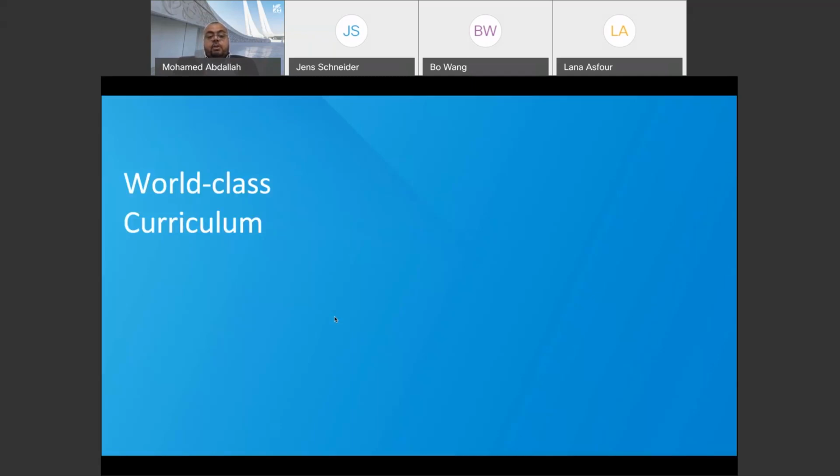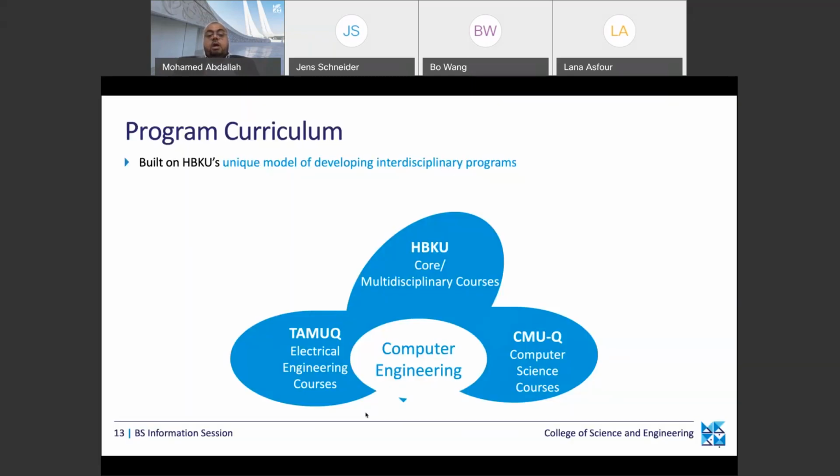So what's the curriculum? It's a world-class curriculum. It's built, as you all know, here in Education City, where we have a lot of international universities. So we built our computer engineering program in collaboration with Texas A&M and Carnegie Mellon University in Qatar with HBQ. The idea is that this is an interdisciplinary program. Since Texas A&M is mainly focused on electrical engineering, you are going to take some basic science courses and some hardware at Texas A&M. And at CMU, you are going to take basic computer programming courses.